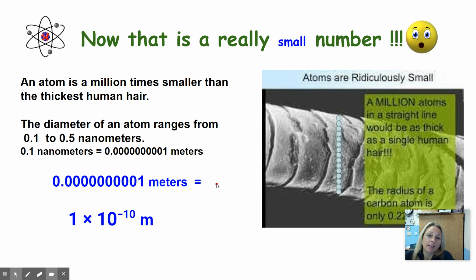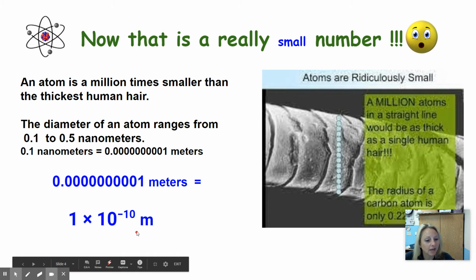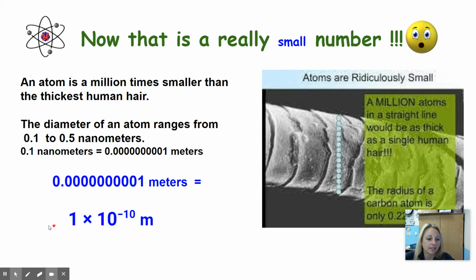So now we have a really tiny, small number. An atom is 1,000,000 times smaller than the thickest human hair. So this is a nanometer. It's a fraction of a meter, right? A tiny, tiny fraction of a meter. So that number in scientific notation is 1 times 10 to the negative 10. So here's the decimal point for scientific notation. You would move your decimal point 10 places to the left to get this standard form number back.